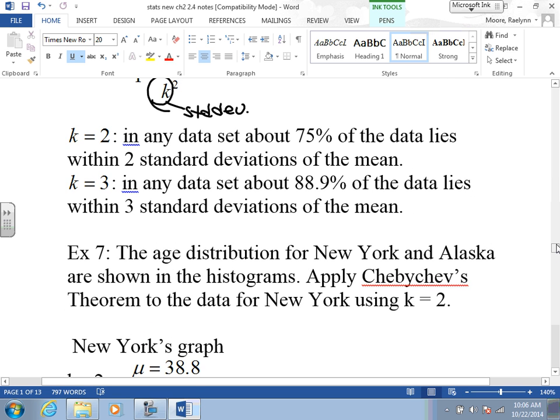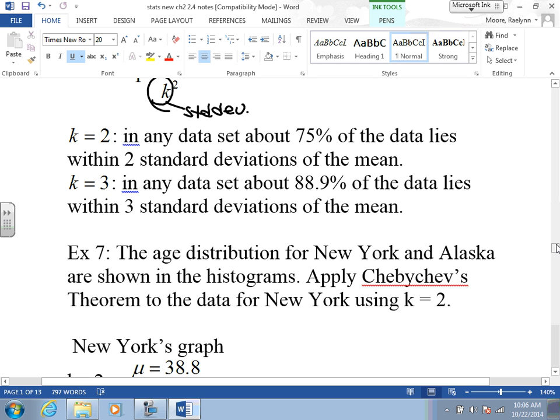If you take a look at this, plus or minus 2 is about 75% of your data. Plus or minus 3 is almost 89% of your data. That's as close as he can go. You know how we added up all the percents? These are the only two things that it's going to return from Chebyshev's theorem for our purposes.